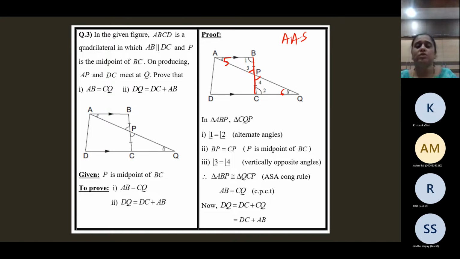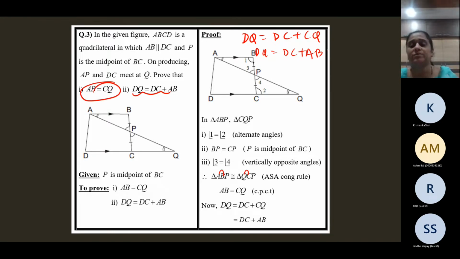So by what rule? AAS, ma'am. By the AAS rule, the two triangles are congruent to each other. So once they're congruent, their corresponding parts are equal. So that way you will get AB is equal to QC. And then to prove this result, DQ is DC plus CQ. But we just proved that CQ is equal to AB. So instead of CQ, you write AB. So DC plus AB. That's the second result.